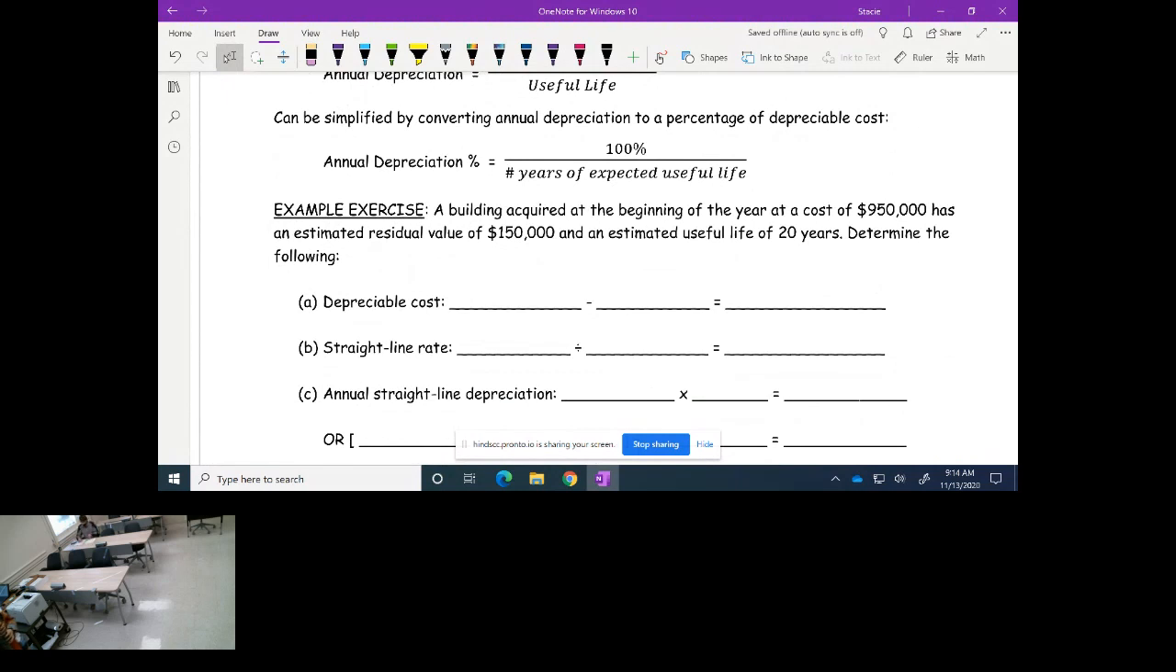Okay, so our first example we're looking at here is a building acquired at the beginning of the year. So that means they bought a building at the beginning of the year. Cost of it was $950. Has an estimated residual value of $150. And it's expected to be useful for 20 years. So we've got to figure out the following items.